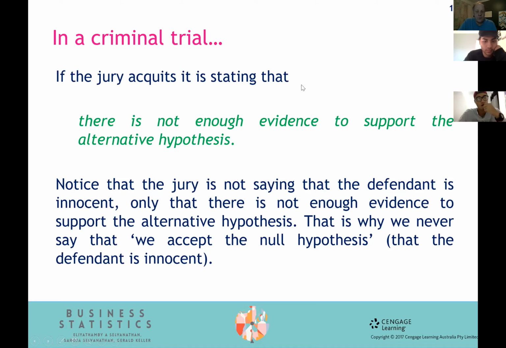If the jury acquits, it is stating that there is not enough evidence to support the alternative hypothesis. In other words, the null hypothesis stays. In other words, the person is innocent. But note that the jury does not say he's innocent. They say there's not enough evidence for the alternative. And that is true: there's never a judge that says you're innocent. He says not guilty. That's what the judge would say.